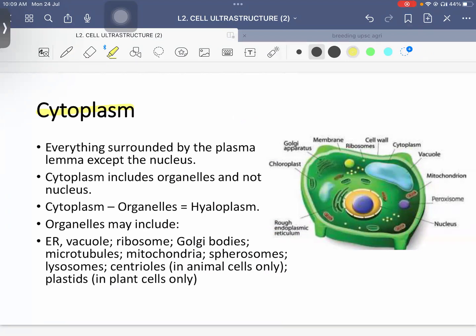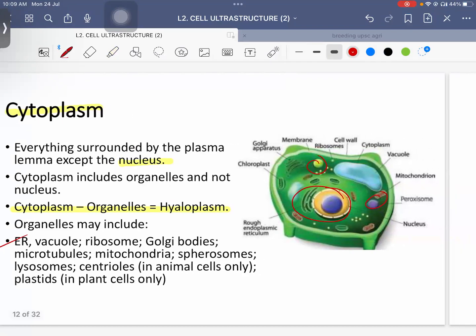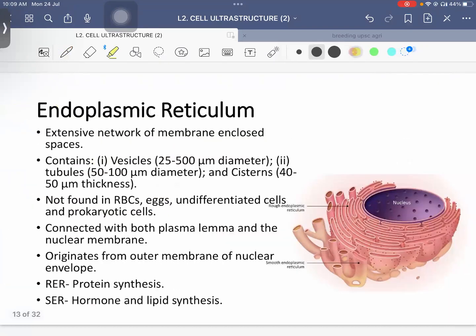Then about the cytoplasm. Everything surrounded by the plasma lemma except the nucleus is called the cytoplasm. Cytoplasm minus all the organelles is called hyaloplasm. And we have many organelles. You all know them. We will discuss them in the next slides.